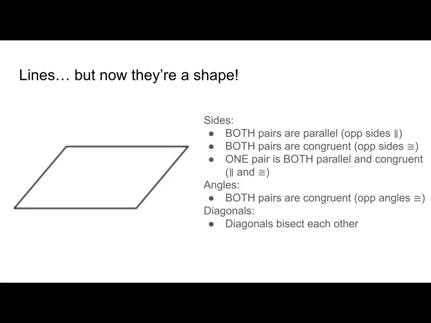Angles, just that both opposite angles are congruent. So this angle, and this angle, and this angle, and this angle. If that makes any sense. Again, it's going to be probably a CPCTC. And then diagonals bisect each other. Doesn't happen so often, but you just got to prove that these are bisections here.